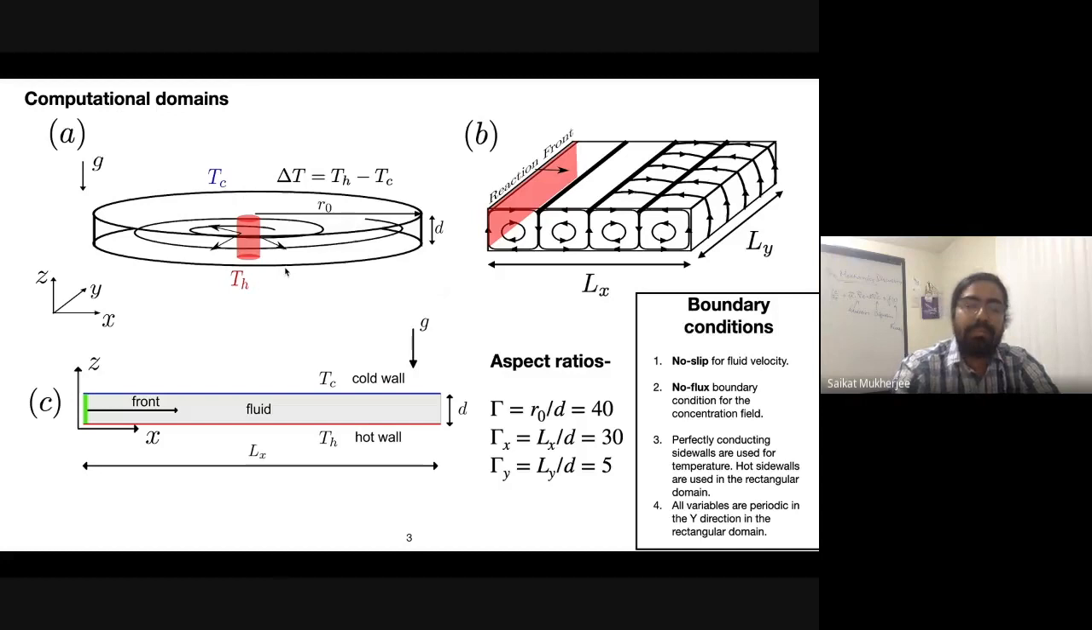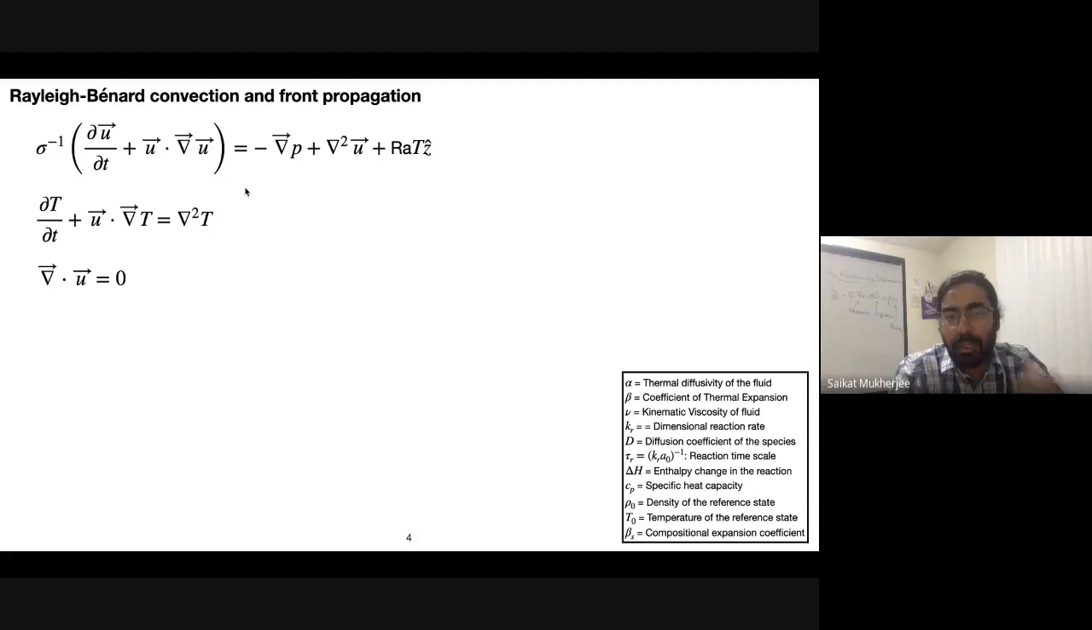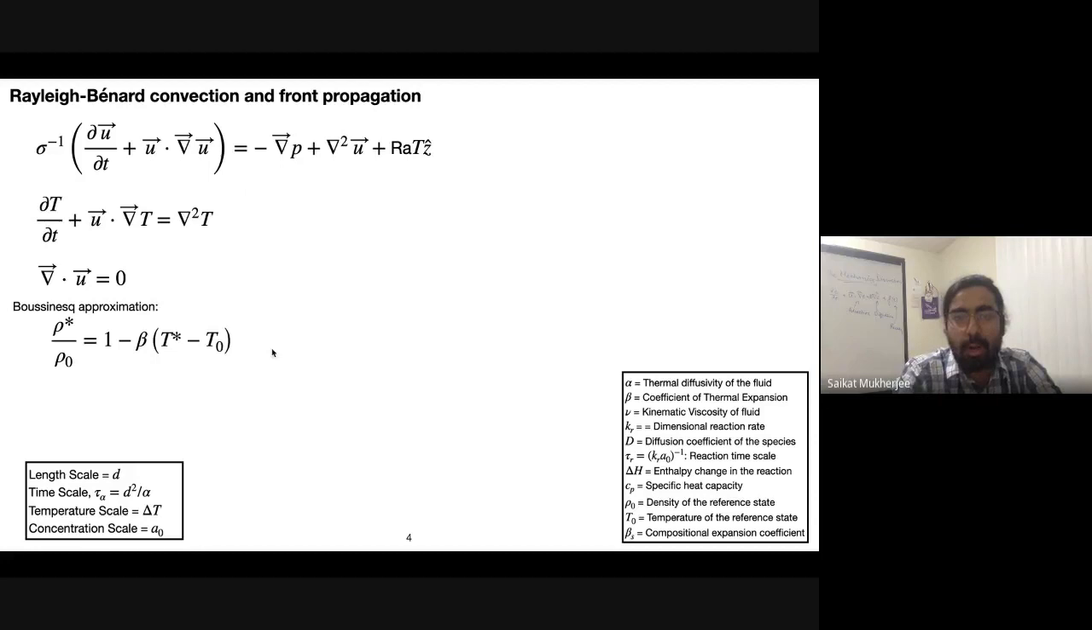This is the quintessential Rayleigh-Benard convection set of equations, which you can derive from the Navier-Stokes equation using the Boussinesq approximation. What this approximation says is that the density variation, because of the temperature difference, can be modeled as a first-order variation in temperature. Beta here is the thermal expansion coefficient. We are still assuming that the fluid is incompressible.